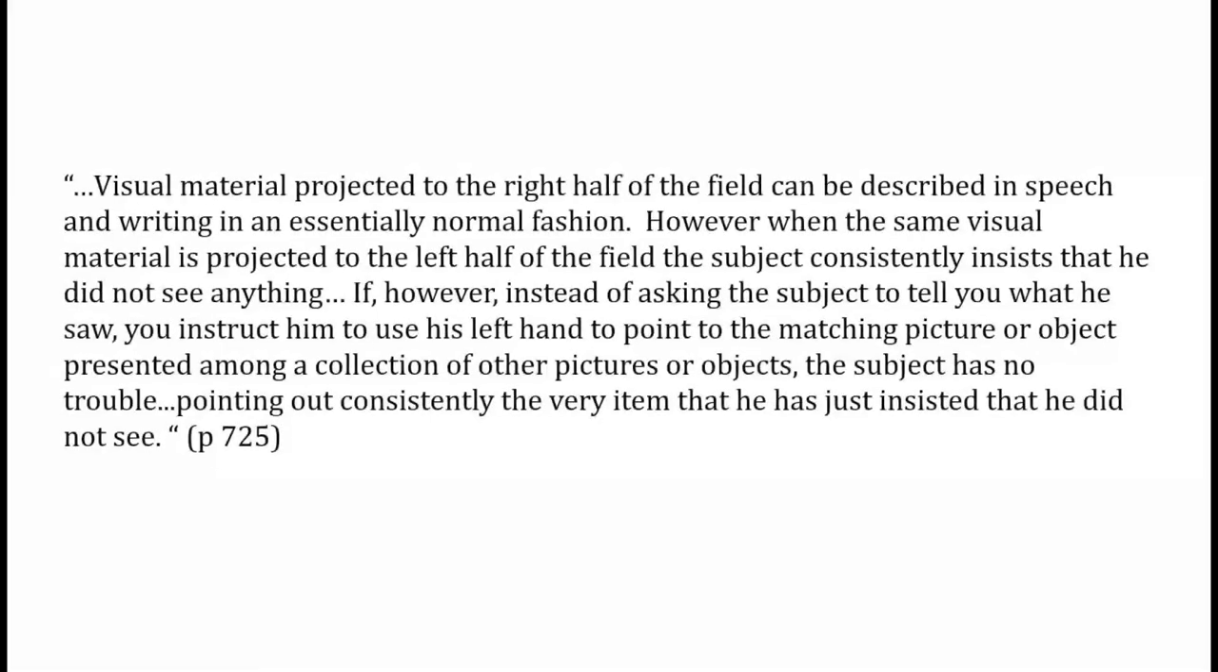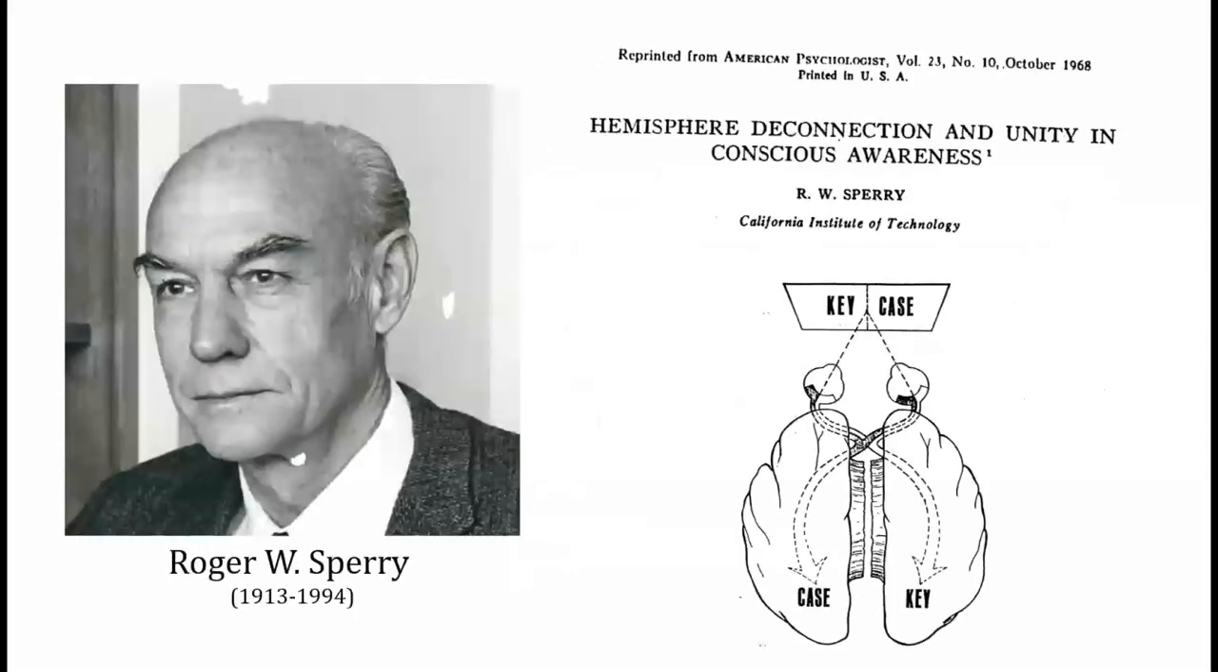And this is a summary from the paper basically saying visual material projected on the right half of the field can be described in speech and written essentially in a normal fashion. However, the same material is projected on the left half of the field, so going over to the right brain. The subject consistently insists that he didn't see anything. But the most bizarre part of it all, if asked to tell you what he saw, he can use his left hand to point to the matching picture or object. So a really interesting set of studies there done by Roger Sperry.